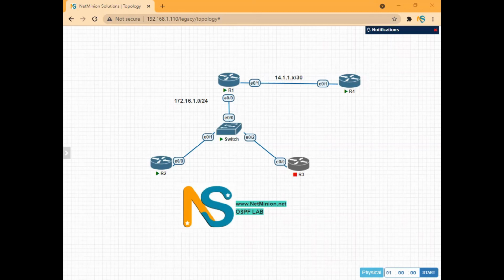All these R1, R2, and R4 are in backbone area 0, right? Right. So any other area routers or area border routers connecting to this backbone area might face some issues in traffic flow with the help of router ID, I think. Right. So there would be some issues, that is for sure. And let us check that.